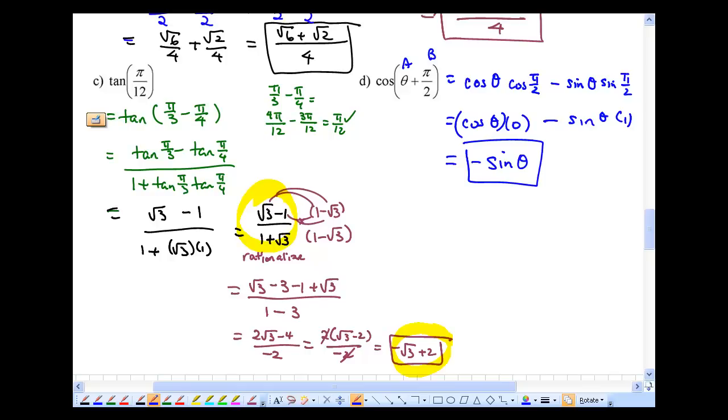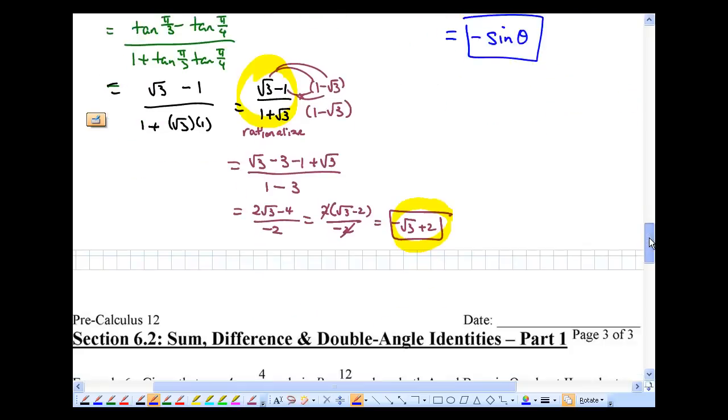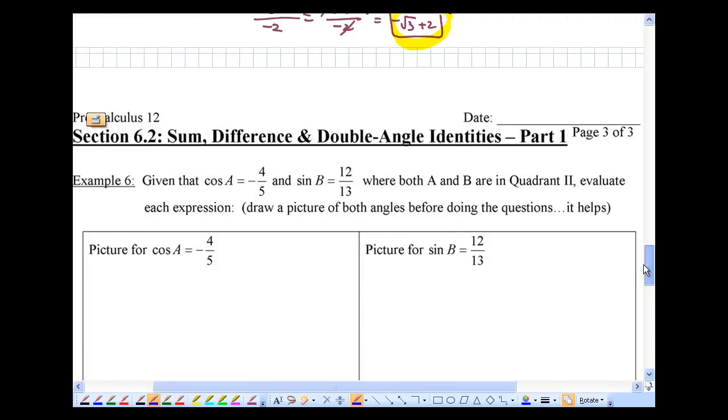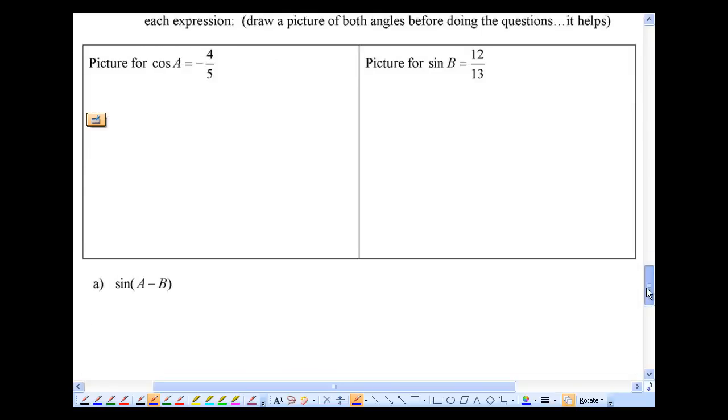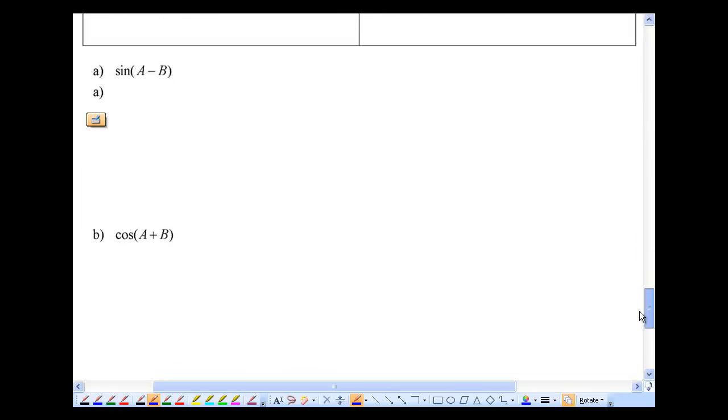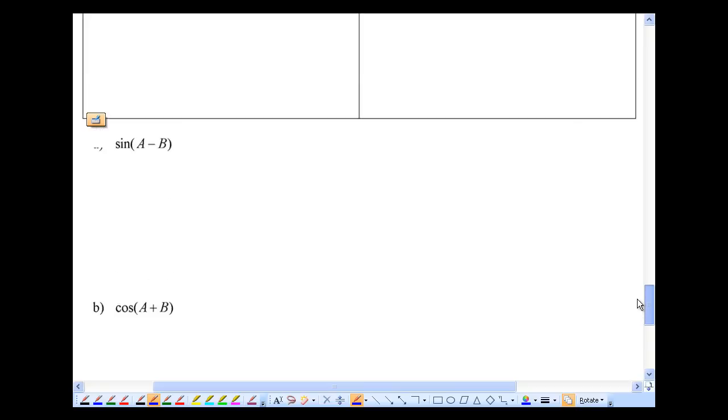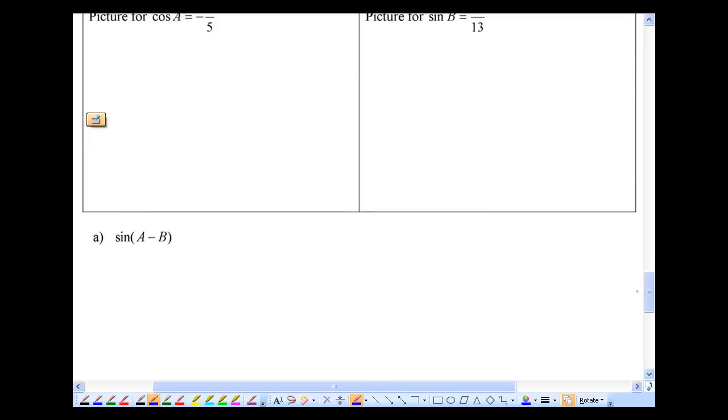All right. One last example here, and then we'll call it a day. This one says, given that you have these two angles and these two trig functions, cos A equals negative 4/5 and sine B is 12/13, and notice it says both angle A and angle B are in quadrant 2. They want you to evaluate each expression, and the expressions below are sine A minus B, cos A plus B, tan A plus B.